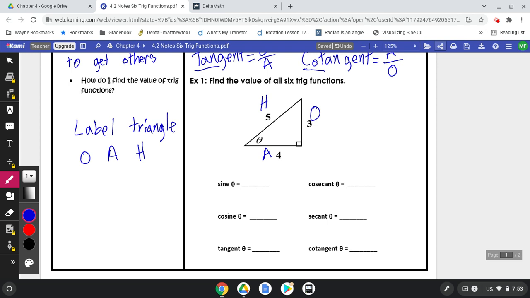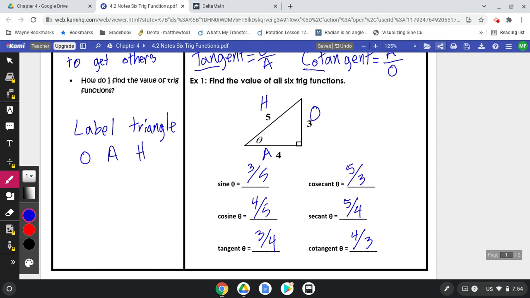Now, SOHCAHTOA: O over H for sine, so that'll be 3 over 5. CAH, A over H, so that's 4 over 5. And TOA, O over A, so that's 3 over 4. Now, to find your cosecant, it's simply the reciprocal of sine. We already have 3 over 5, so that'll be 5 over 3. The secant is the reciprocal, so 5 over 4. The cotangent is the reciprocal, 4 over 3.